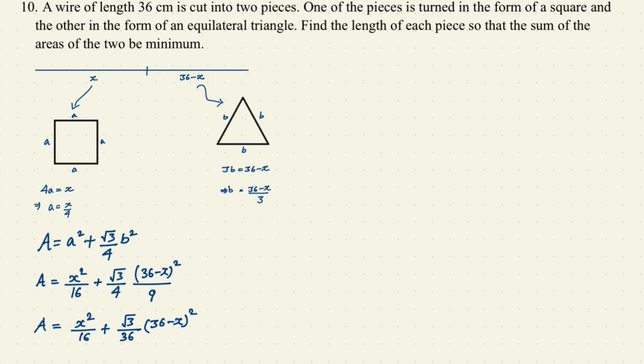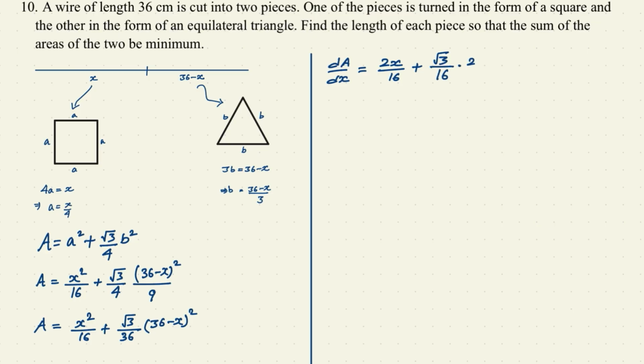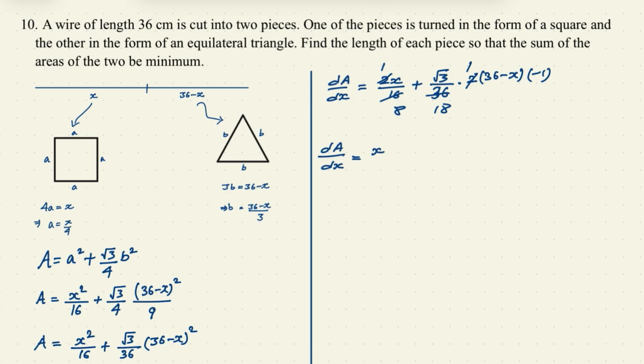So let us differentiate A both sides with respect to x. Then I'll have dA over dx equals 2x over 16 plus root 3 by 16 into 2 times (36 minus x), and by the chain rule the derivative of 36 minus x will be minus 1. So here 2 ones are 2, 2 eights are 16, this is 2 and this is 18. So dA over dx will be equal to x by 8 minus root 3 by 18 into (36 minus x).